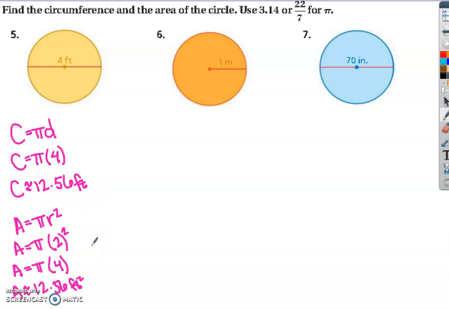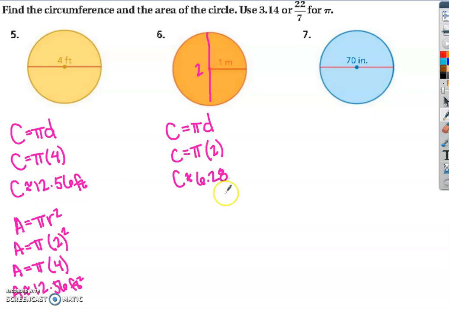So pause the video, practice 6 and 7, and then I'll be back. All right, let's review number 6. Remember, they need both circumference and area. So here we go. Circumference is pi d. Substitute in the diameter. They gave us the radius, and we need the diameter, the whole distance across, which is 2. So substitute, and then evaluate this 3.14 times 2, which is 6.28 meters.